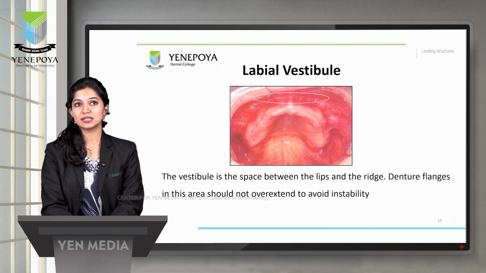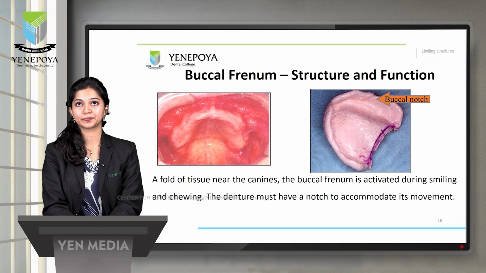So denture flanges in this area should not overextend to avoid instability. Next is buccal frenum. So a fold of tissue near the canines, the buccal frenum is activated during smiling and chewing. The denture must have a notch to accommodate its movement.